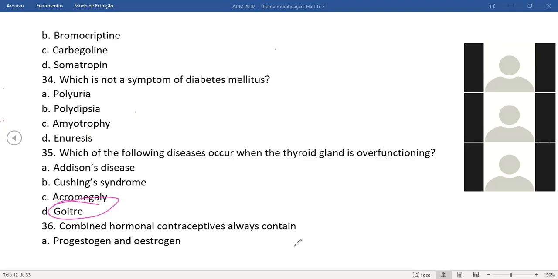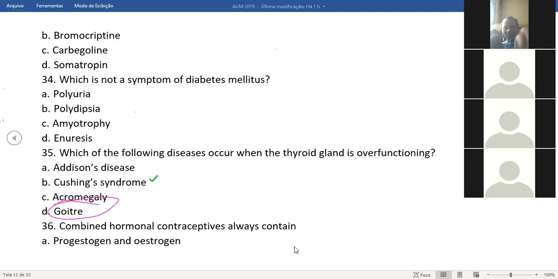So when do we have Cushing syndrome? Which hormone? When do we have acromegaly? When do we have Addison's disease? Cushing syndrome occurs when the body produces more cortisol. Acromegaly is growth hormone.